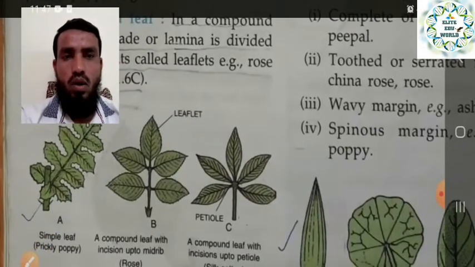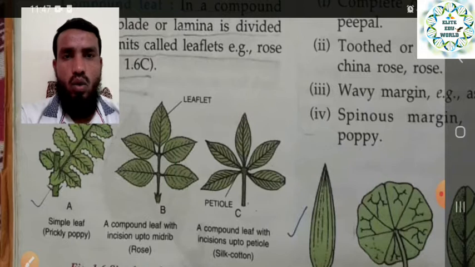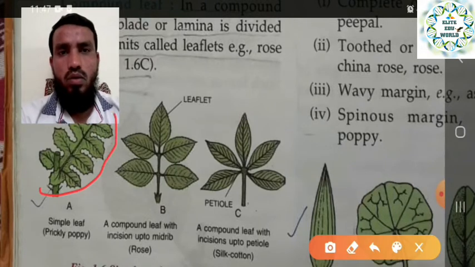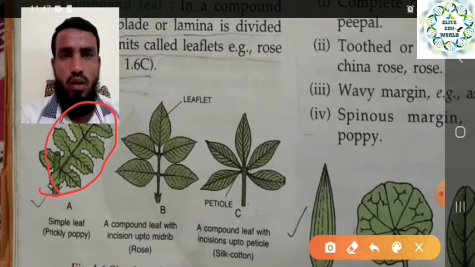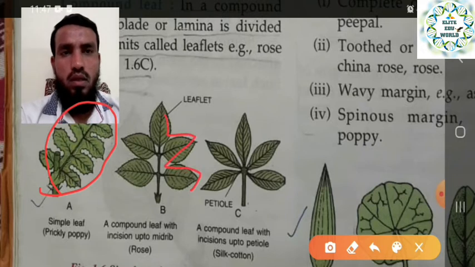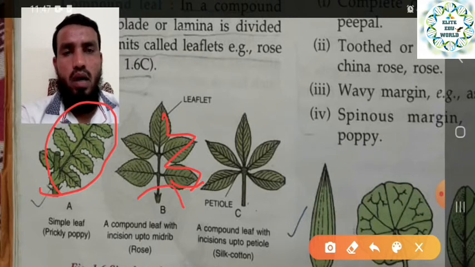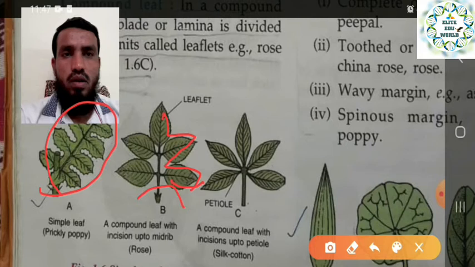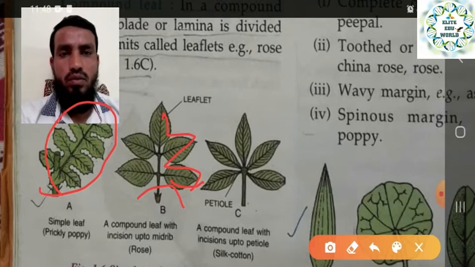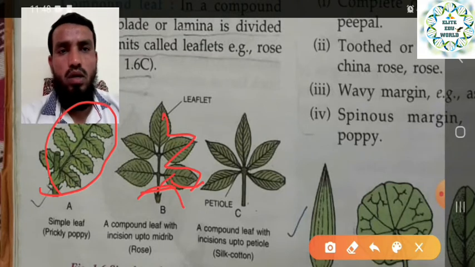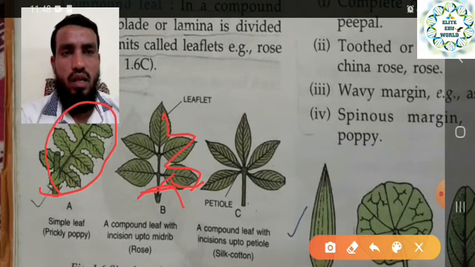Before, the whole leaf was one piece only, but here that one part is divided into these small parts. That is why it is called a compound leaf. This is one leaf, but it can be divided into different small parts, called leaflets, right? So it is called a compound leaf, with the incision up to the midrib. This is the midrib, and up to here they have a division. From the midrib you can see 1 2 3 4 5 leaflets.